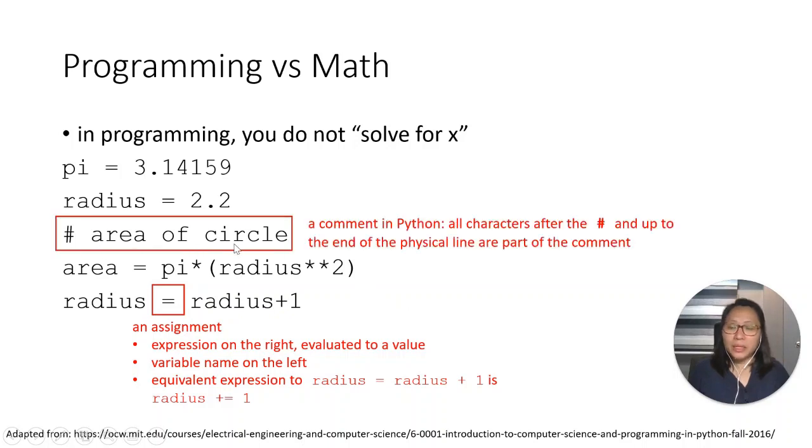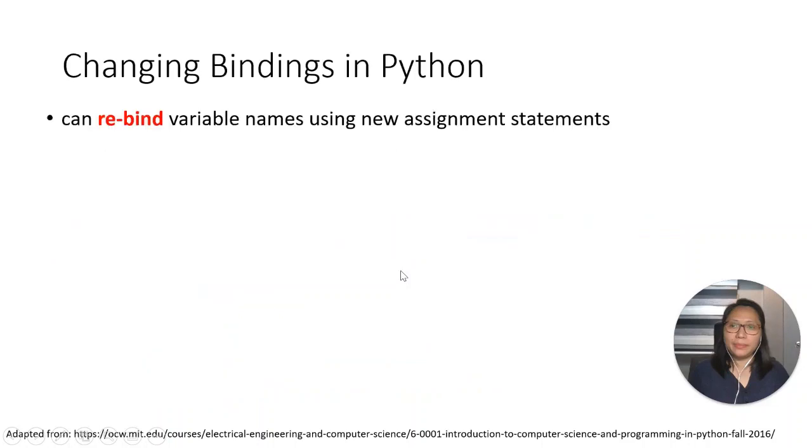And this line of code is a comment in Python. All characters after the hash symbol and up to the end of the physical line are part of a comment. It means the Python interpreter will skip this line and will not do anything with it. In Python, and again in almost all programming languages, we can rebind variable names using new assignment statements.